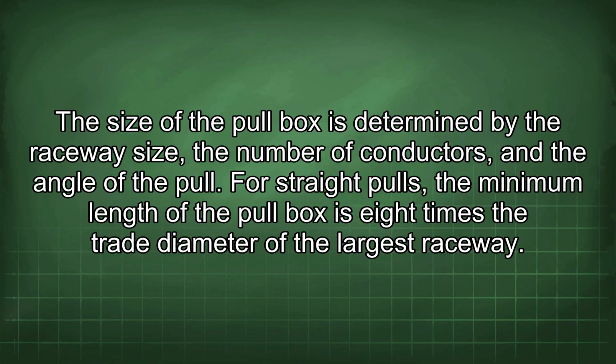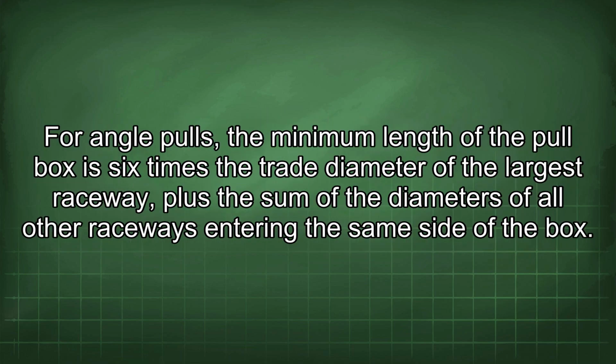The size of the pull box is determined by the raceway size, the number of conductors, and the angle of the pull. For straight pulls, the minimum length of the pull box is 8 times the trade diameter of the largest raceway. For angle pulls, the minimum length of the pull box is 6 times the trade diameter of the largest raceway, plus the sum of the diameters of all other raceways entering the same side of the box.